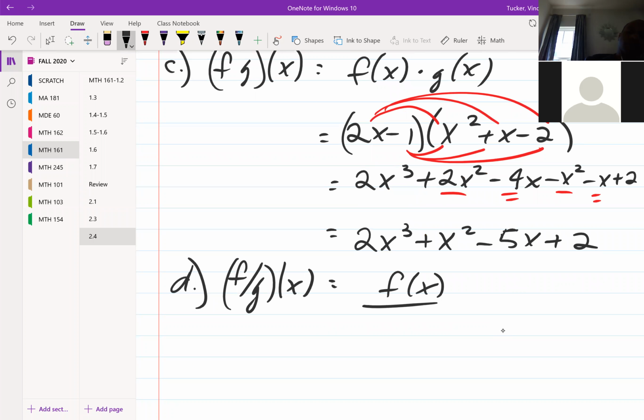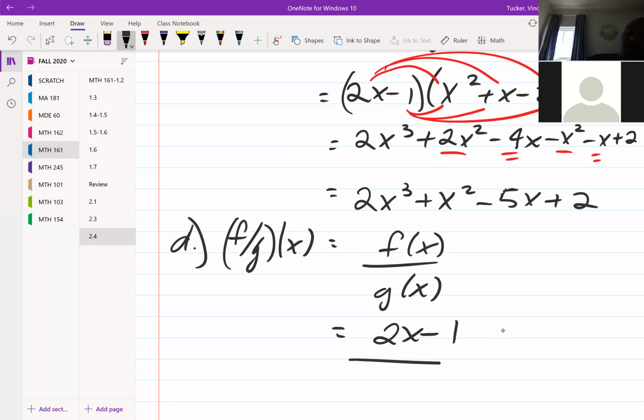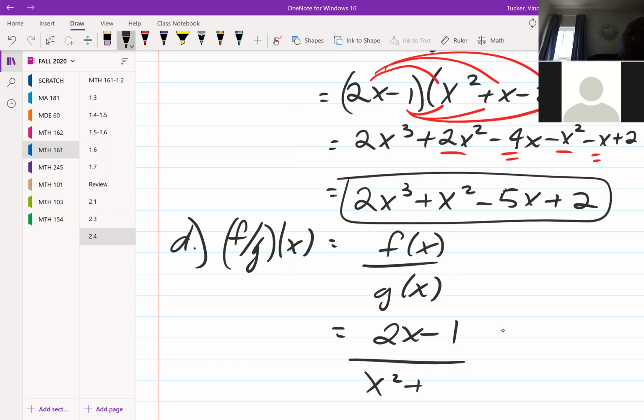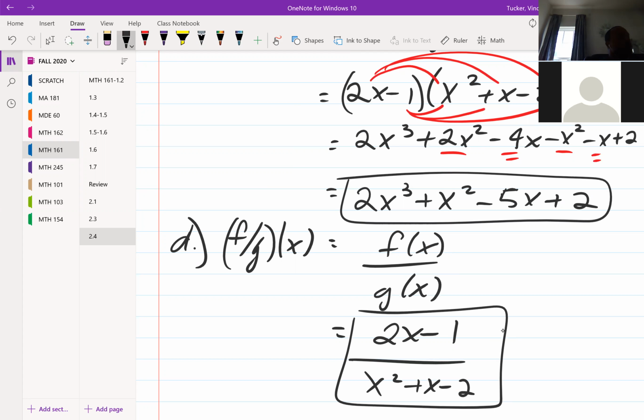Last one. f of x over g of x. f of x is 2x minus 1. g of x is x squared plus x minus 2 over there. If you could factor or reduce, then you are expected to do so. But there's nothing that we can do with that. Can't reduce or anything. So that would be the answer.